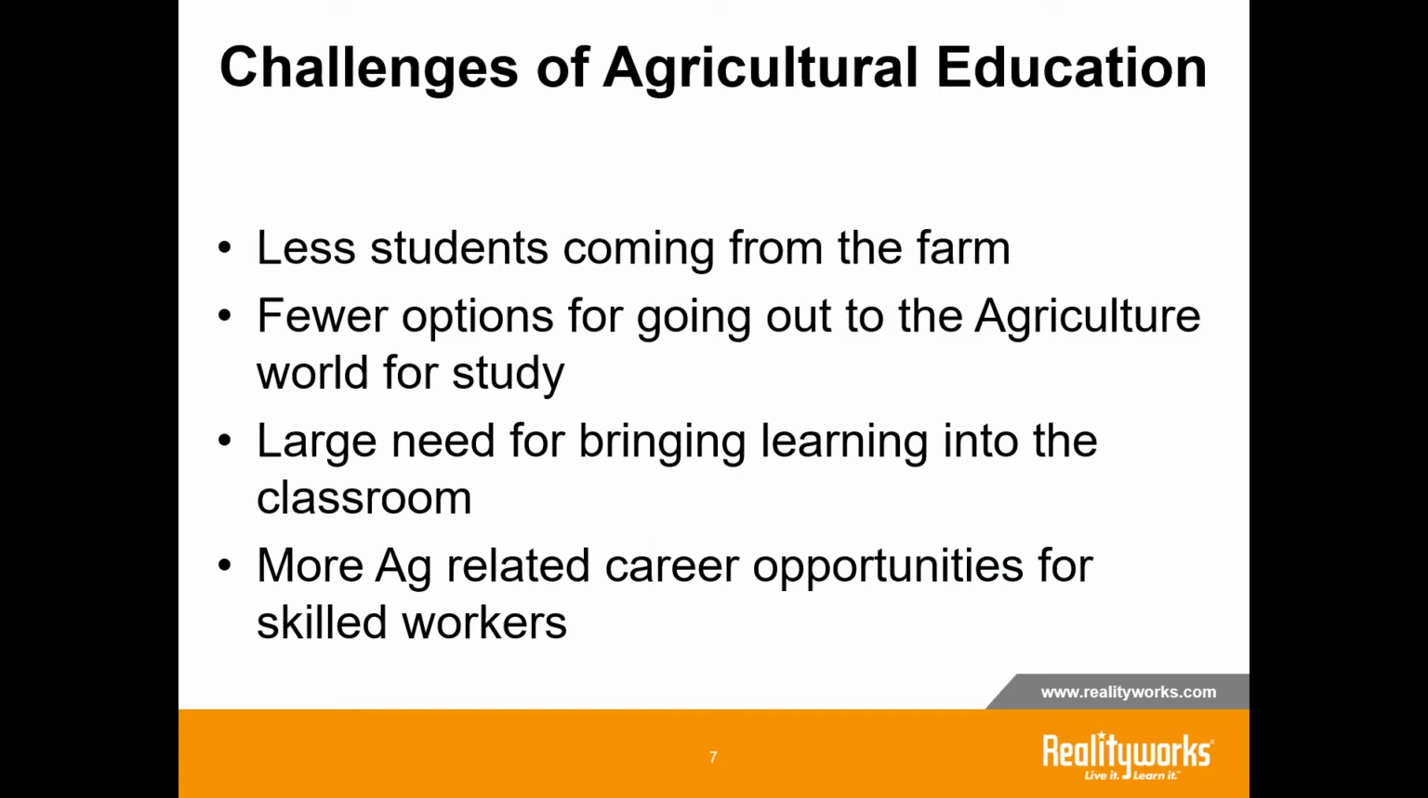Well, we're seeing a lot of challenges in agriculture education today. A lot of times there's less students coming from the farm. That can then create teachers having to go back and either reteach or teach for the first time some concepts that they didn't have to in the past. There's also fewer options right now for going out into the agricultural world for study. A lot of times it is because of biosecurity, biodiversity, the concerns of the world we're in right now. There's not always the option to go out there.